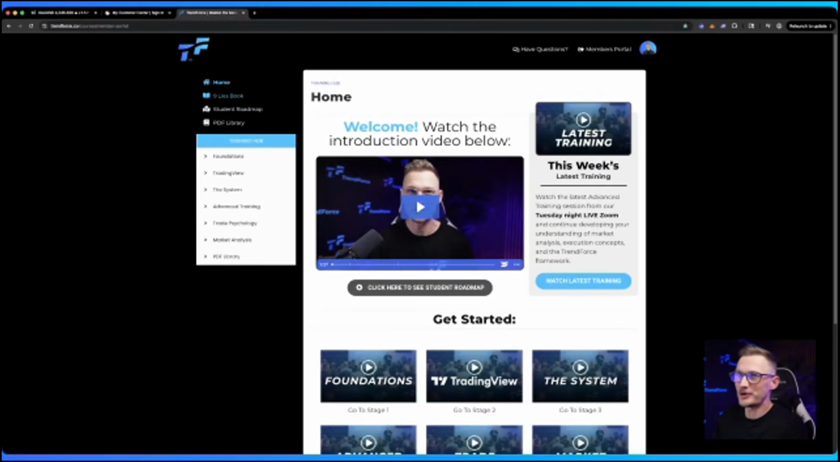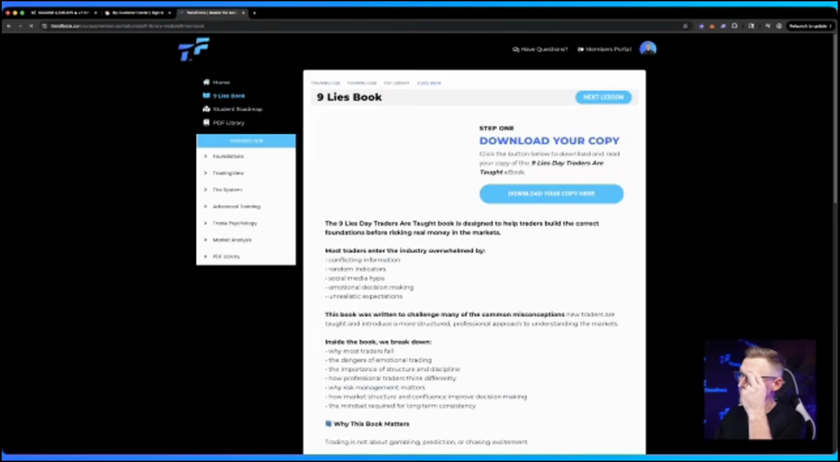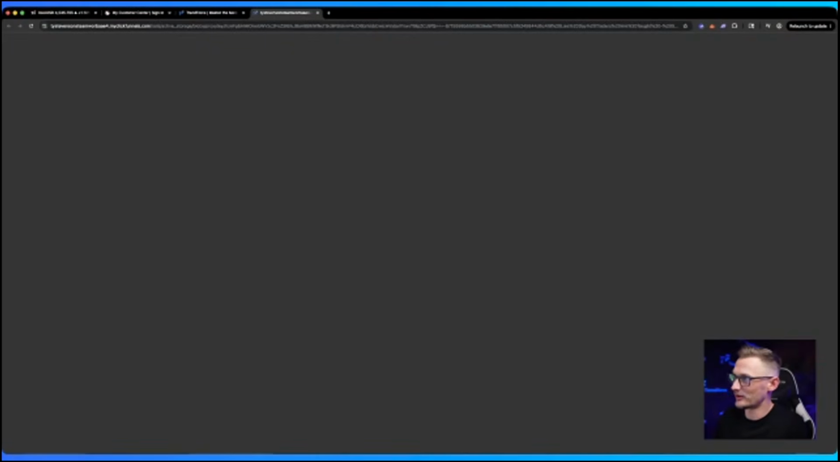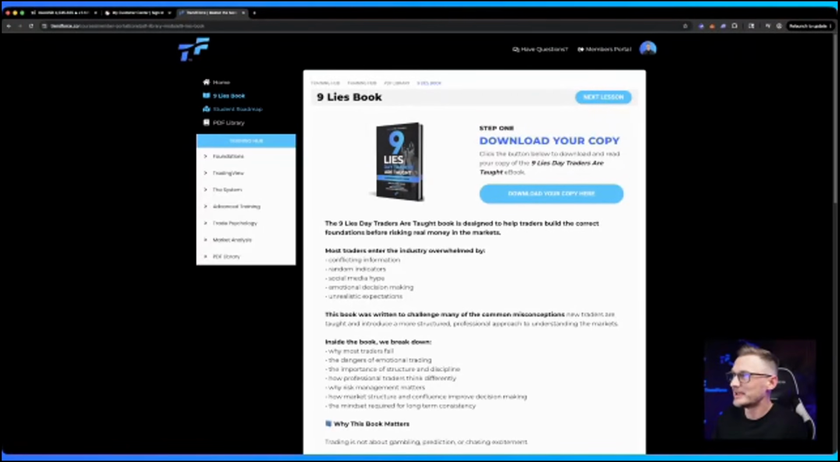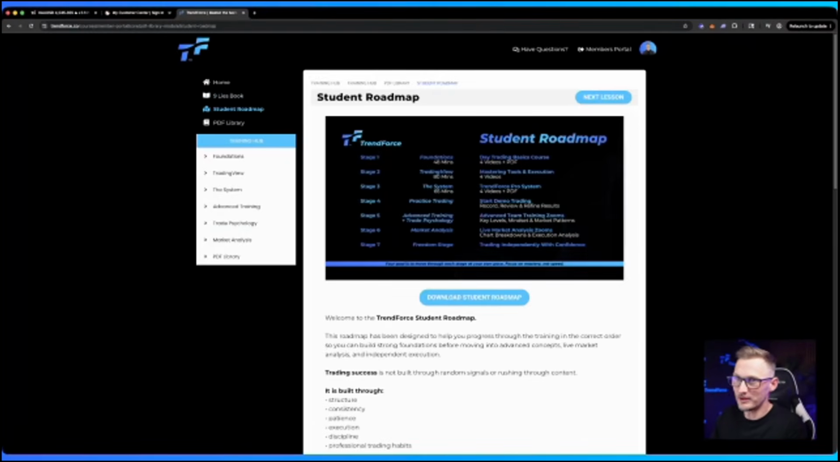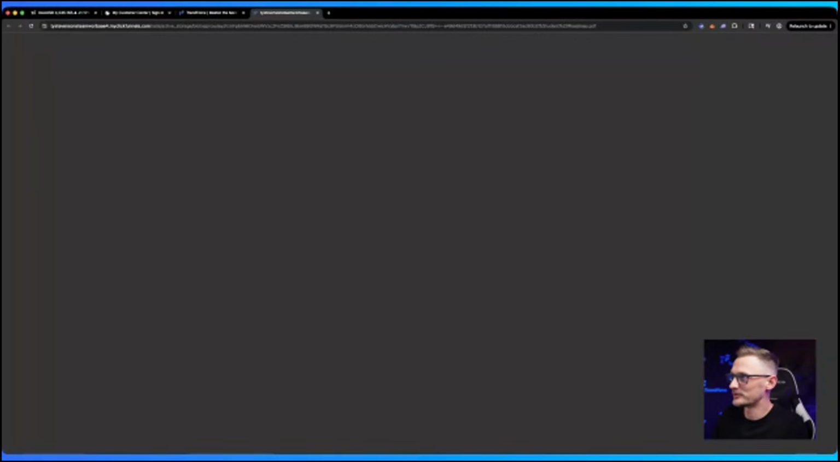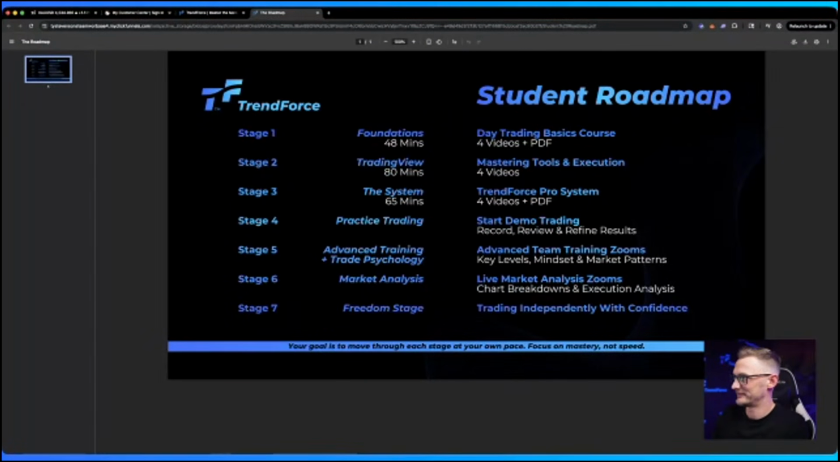Otherwise, clicking on 9 Lives in the top left corner takes you straight to a page where you're able to download a copy of our book if you've not got that already. As soon as you hit download, that's going to load the entire book for you right there. So you can go ahead and grab yourself a copy of that. The student roadmap is next. That is brand new as well. None of you have got that copy. It's done in line with all the most recent videos and whatnot. You can grab a copy of that and have it handy as well.